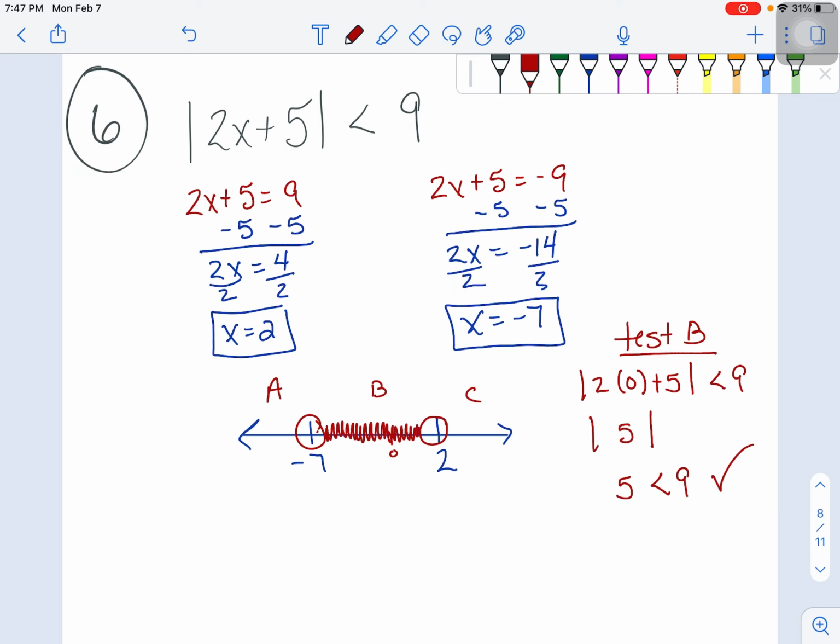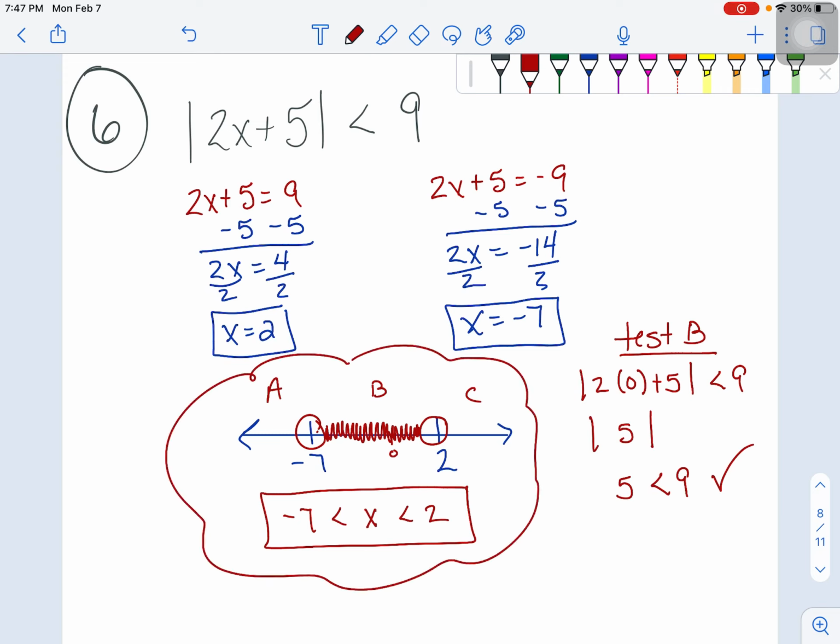Now, what does this mean, like an algebraic sentence for it? -7 is less than x is less than 2. So I have the graphical representation and the algebraic, which would be both of those.